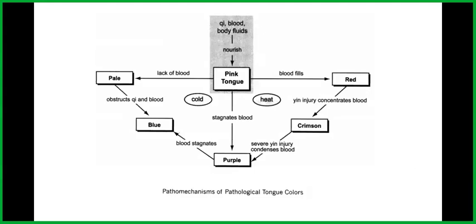When the qi, blood, and body fluids nourish the tongue, it will be pink. But with cold, there will be lack of blood and it will become pale. And when the qi in the blood is obstructed, it will become blue. And when it stagnates, it will also be purple. When blood fills, it will become red because of the heat. And yin injury concentrates blood and becomes crimson. And severe yin injury condenses the blood and turns it purple.